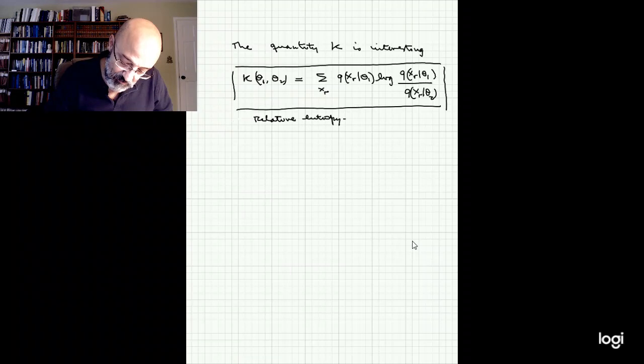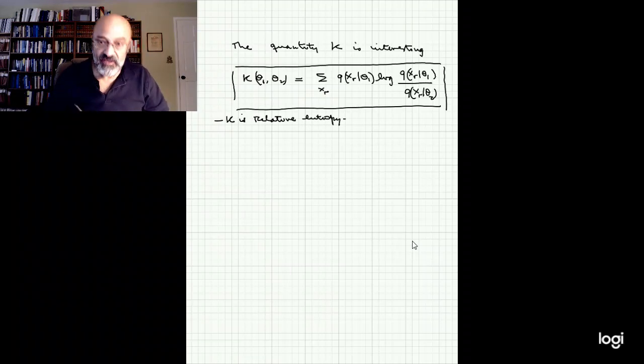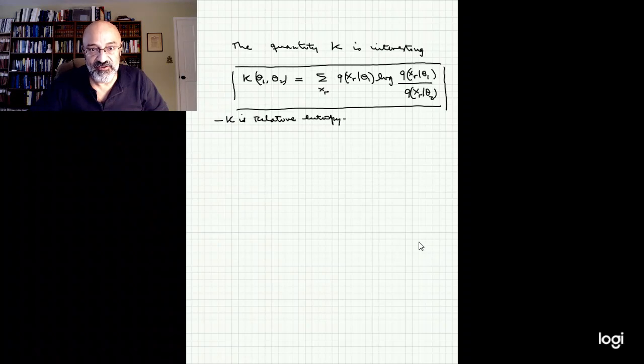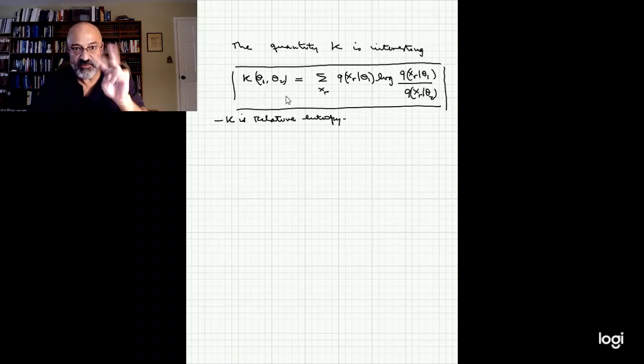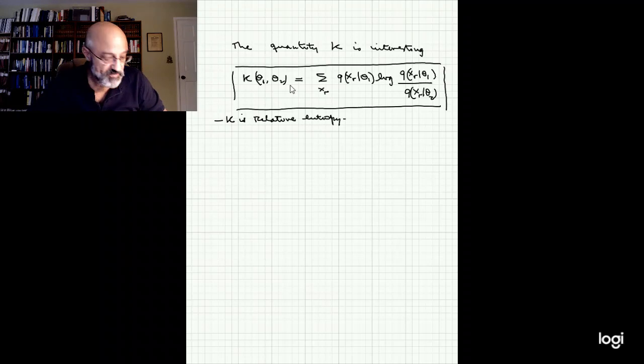Minus k actually is relative entropy. It goes by other names. Sometimes it's called the Kullback-Leibler distance. Terrible name because this is not a distance. It's not symmetric in theta 1 and theta 2. Sometimes it's also called directed divergence. Sometimes it's called relative information. So all sorts of bad names. Relative entropy is probably the better name of them all.